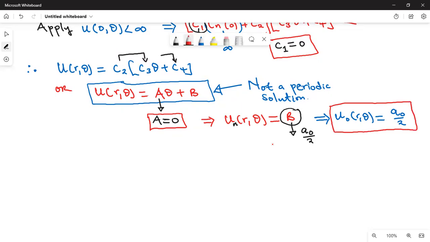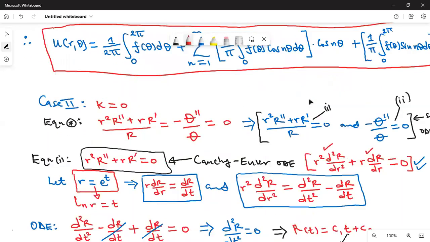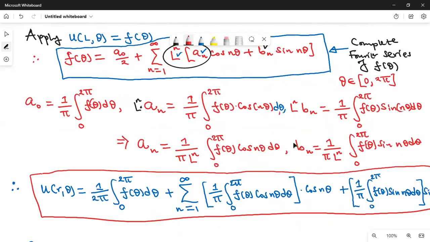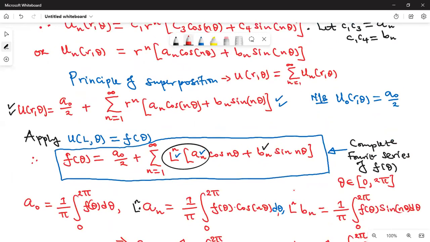That's where we got it from. And that explains why, let me take you back, that explains why I was adding a naught over 2 to this solution. This was the one corresponding to n equals 0. You see, we even wrote it here.